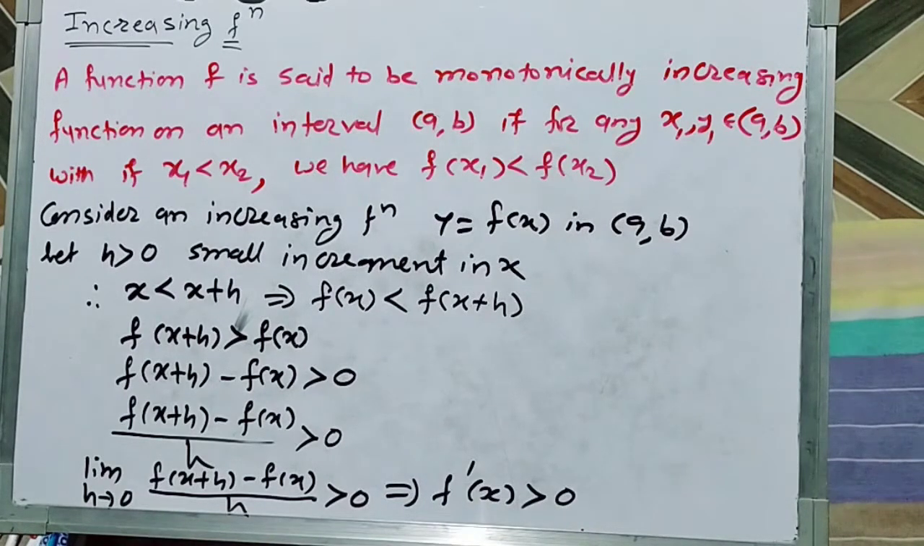it means f dash of x is greater than 0 or greater than or equal to 0. So f dash of x is greater than or equal to 0. It means that a function is increasing whenever its derivative is equal to 0 or positive. It means whenever the derivative of a function is positive, then the function is increasing.